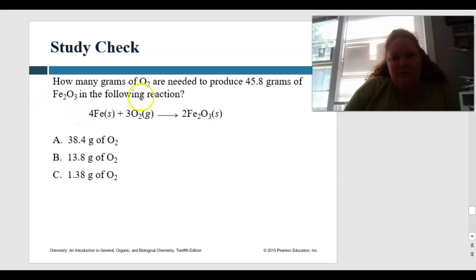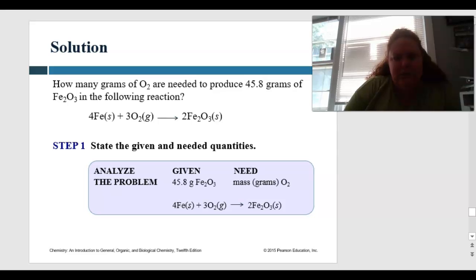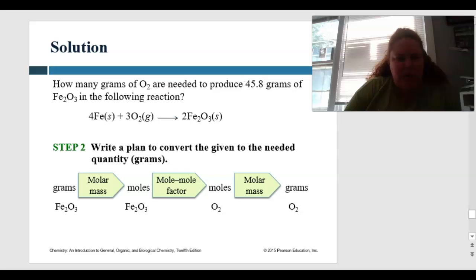All right, so what did you guys figure out? How many grams of O2 are needed to produce 45.8 grams of Fe2O3 in the following reaction? Okay, so this is another problem, obviously. So pause me and come back. All right, so given and needed. We are given the grams of Fe2O3, and we need the mass in grams of oxygen. So what are we going to do? Well, let's write a plan to convert the given to the needed. Okay, so we're going to be going from grams of Fe2O3 to moles, to grams.